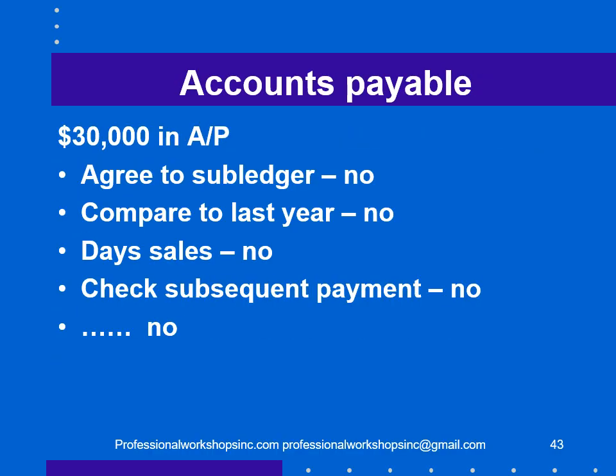Accounts payable. There is $30,000 in accounts payable. Do we agree it to the subledger? No. Do we compare to last year? No. Do we get a copy of the subledger in the file? No. Do we do days sales or some other analytical procedure on payables? No. Do we check the subsequent payments? No. We don't do any work.